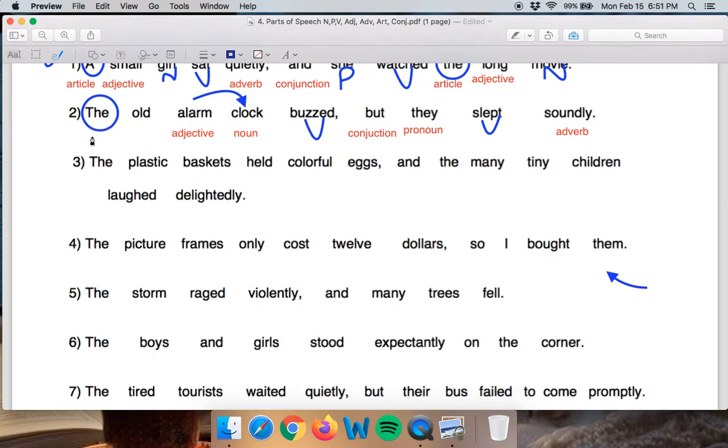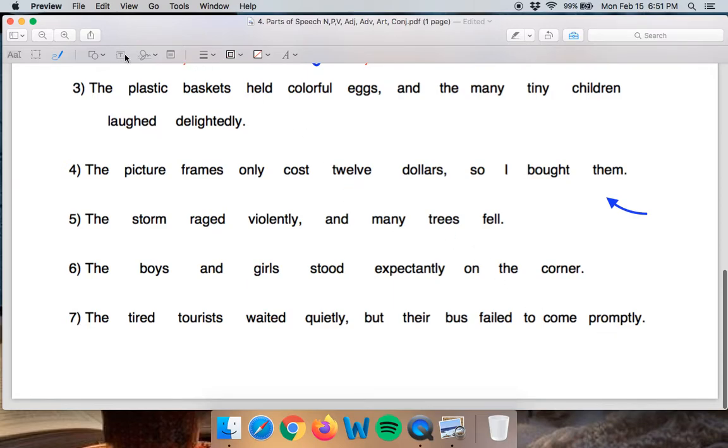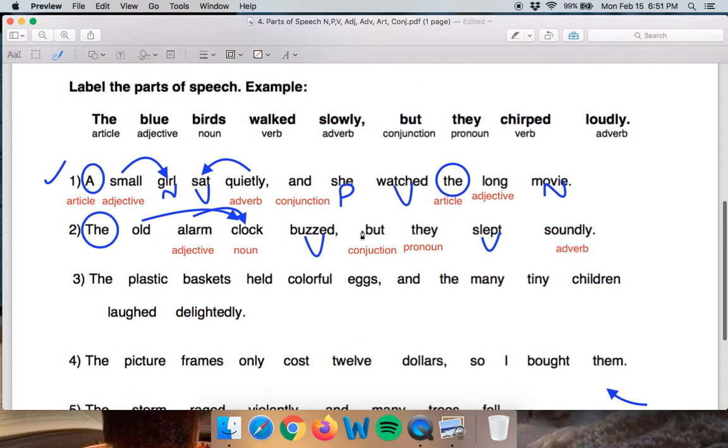And now, what do we have left over? We have this left over. So what's old doing here? Old is telling us what kind of clock, right? So it's also an adjective. Can we have two adjectives telling us about the same word? Yes, of course we can. So this is an adjective, and this is an adjective. They're both adjectives. Yes, it's an old clock, it's an alarm clock. So they're both telling us about the clock.